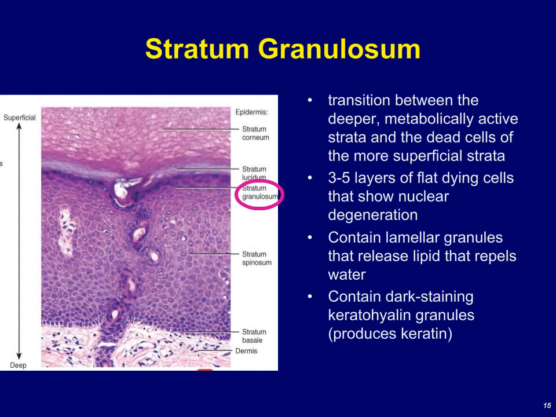And so again, the stratum granulosum is a transition in the skin. Everything below it is alive and everything above it is dead. And so the stratum granulosum contains 3 to 5 layers of dying cells that are accumulating keratin and also lipids. One last remark. We generally do not find the stratum granulosum nor the stratum lucidum in thin skin, that is hairy skin. We tend to only find them in thick skin, that is the skin covering the paw pads.